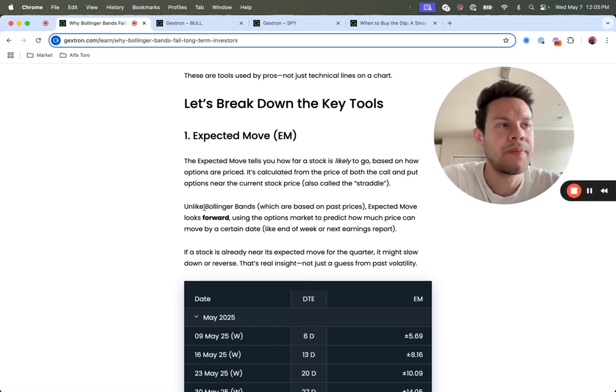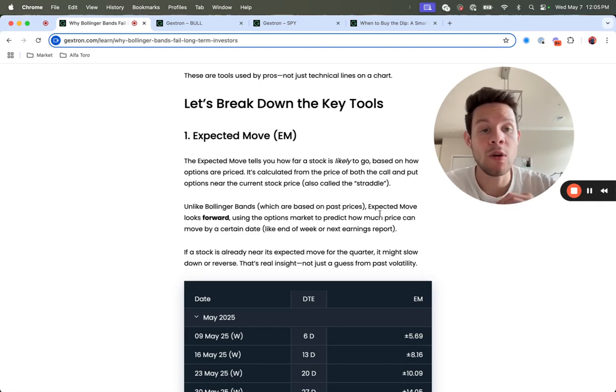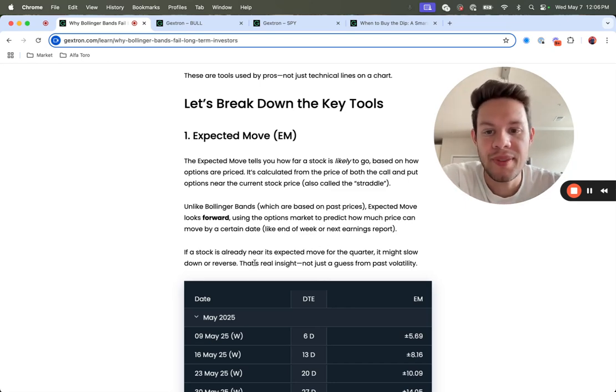It's pretty accurate. Okay. Unlike the Bollinger Bands, which are based on past price, expected move looks forward. So using the option market to predict how much price can move by a certain date, like the end of the week or next earnings report, that's what makes expected move so powerful. Because it's always forward looking. Anytime you go into an investment, it's because you're thinking about the future price. You're never concerned about the past price. Who cares about the past price? It's done, right? So you need to be using forward looking metrics, not historical data.